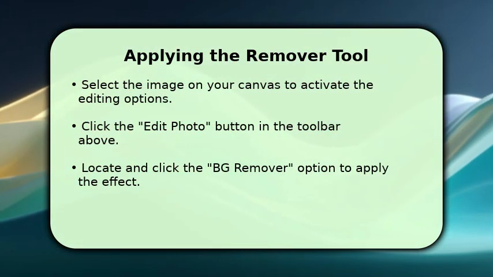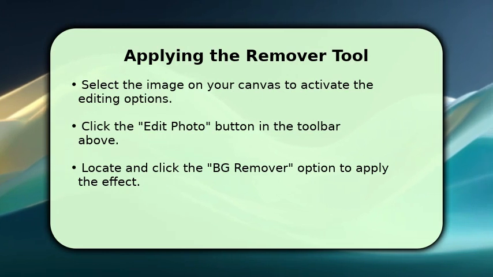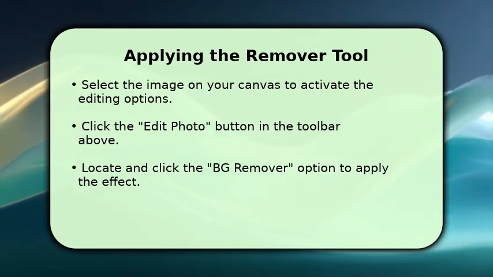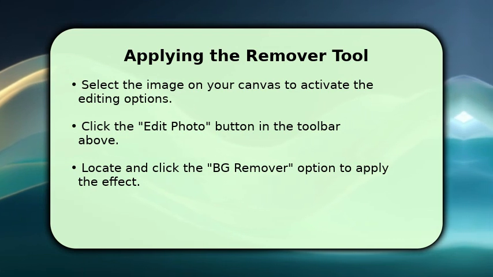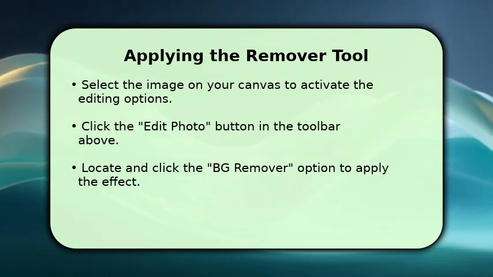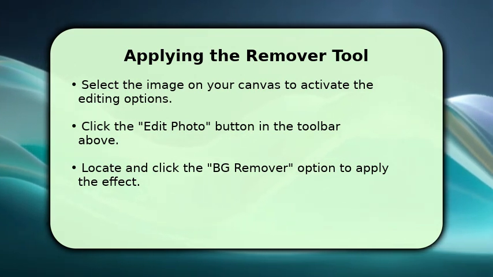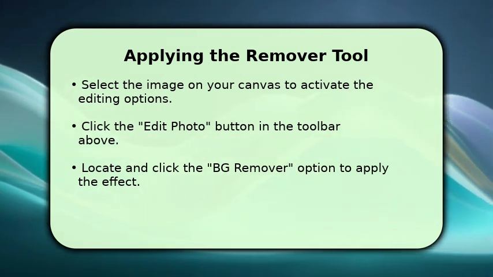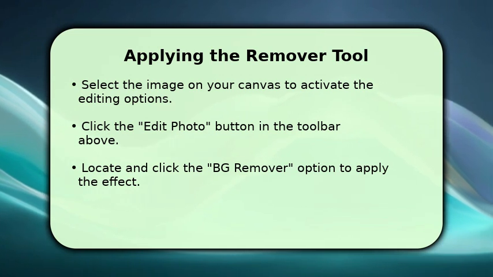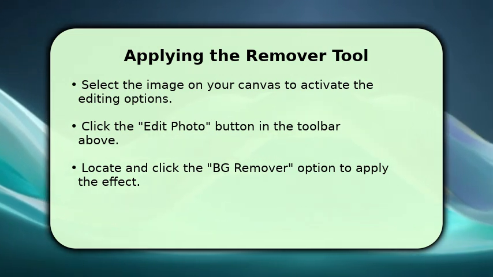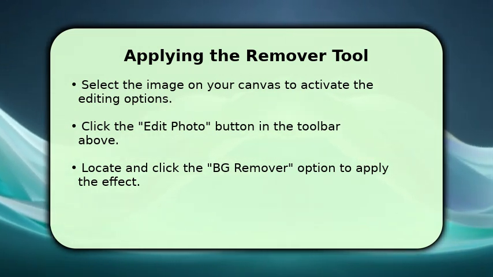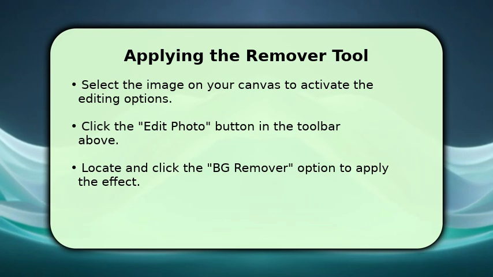With your image selected on the canvas, look for the Edit Photo button at the top of your screen. Clicking this will reveal several editing tools. You'll then see the BG Remover option. Give that a click. Canva's artificial intelligence will then work its magic, automatically detecting the subject and removing the background in a matter of seconds. It's truly impressive how fast it works.